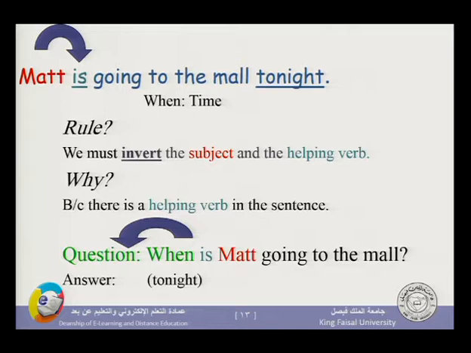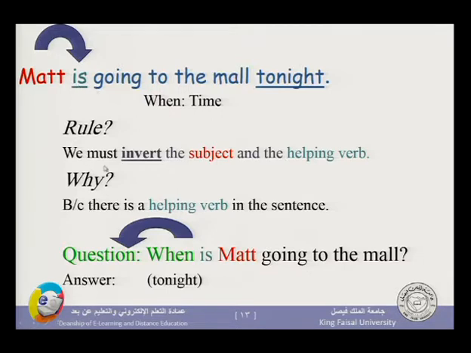Again, I can ask about Matt, I can ask about the place, I can ask about tonight, which is time. Good. To ask about time, we use when. So we must invert the subject and the helping verb. Do we have a helping verb here? That's the first thing you ask yourself. Yes, we have a helping verb. Then I can use it.